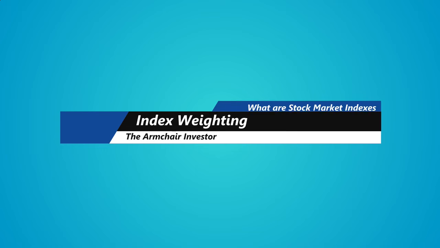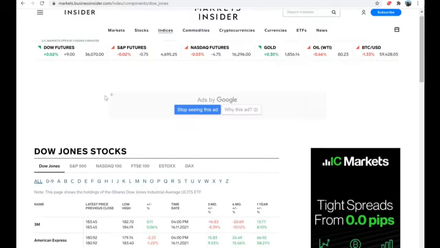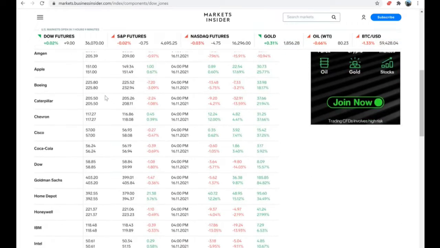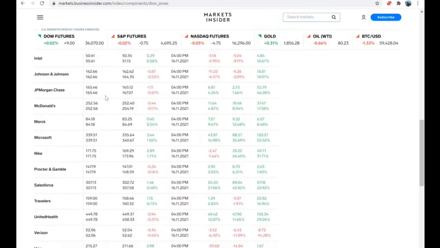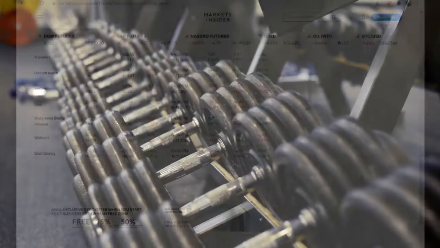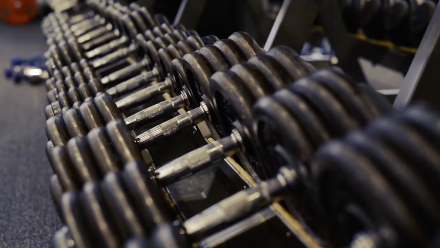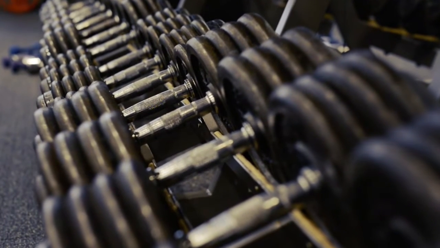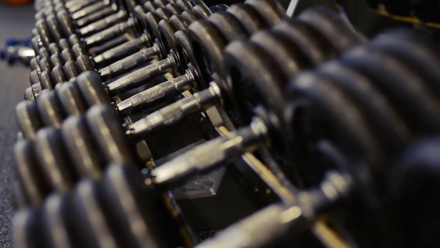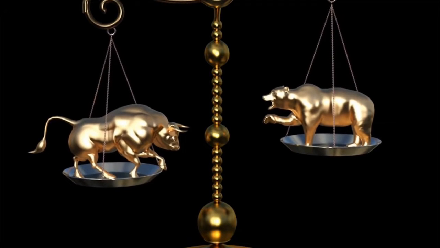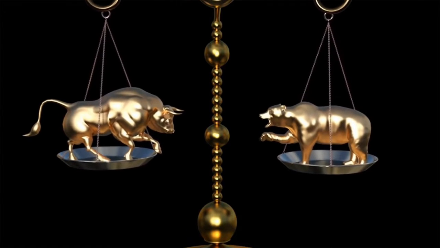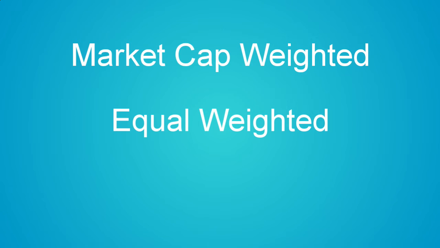Index weighting. Once an index has decided which companies to include, the next step is determining how those companies are to be represented in the index. This process is called index weighting. All companies included in an index can have the same impact on an index's performance or a different one based on its weighting strategy. So the three most common index weighting models are market cap weighted, equal weighted, and price weighted.